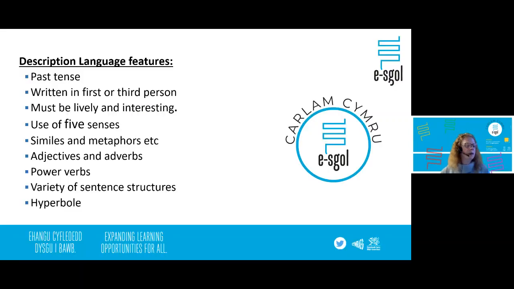Okay, so what do they look like on the page? If you're doing a descriptive piece, it's usually easier to do it in the past tense. It's often easier to do it in the first person, but the third person is also okay. It needs to be lively and interesting. You use the 5 senses. This is where the descriptive piece becomes very focused on the use of the senses. What can you touch? What can you smell? What can you see? What can you hear? That way you know you're writing a description. Try and use similes and metaphors, look for your adjectives, try and use a variety of sentencing, and try and use perhaps some hyperbole where you over-exaggerate some of the things that you're doing.